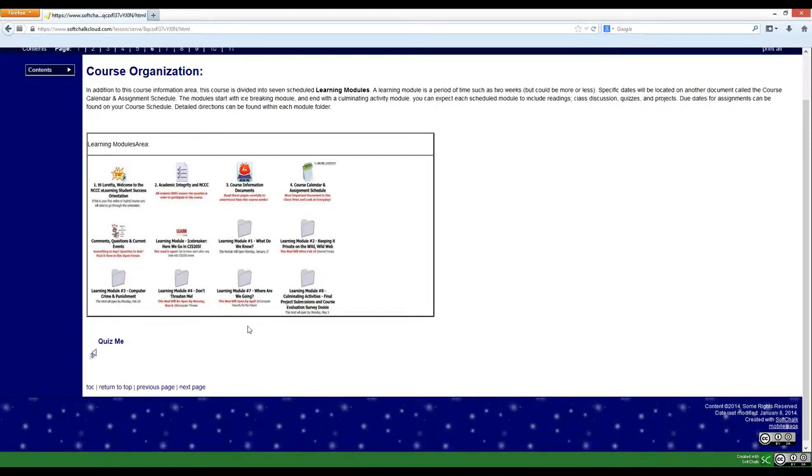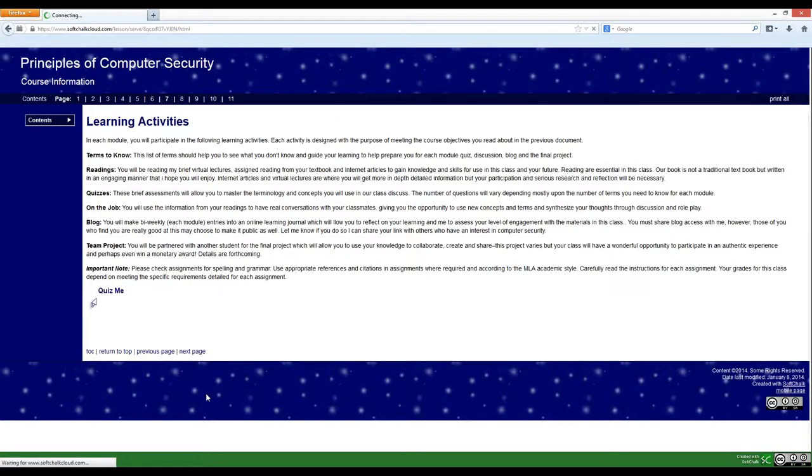So some instructors will do this using like a video demonstration, a video tour of the course. Here we've got a picture with some description in text format. And on the next page, we have even more detailed information. So on this page, Loretta's giving us a big picture sense of how the course is laid out. Then on the next page, she gives us specific information about what's going to happen in each module, what the learning activities are going to be.